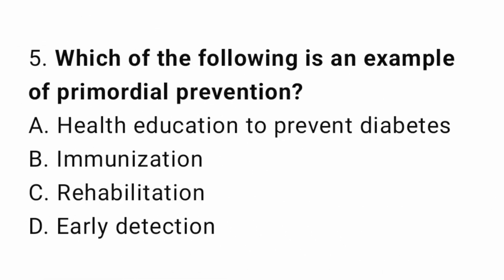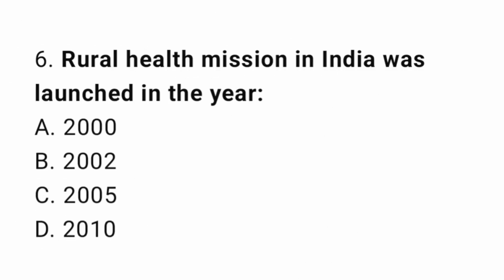Question number 5. Which of the following is an example of primordial prevention? The correct answer is A. Health education to prevent diabetes. Question number 6. Rural Health Mission in India was launched in the year. The correct answer is C. 2005.